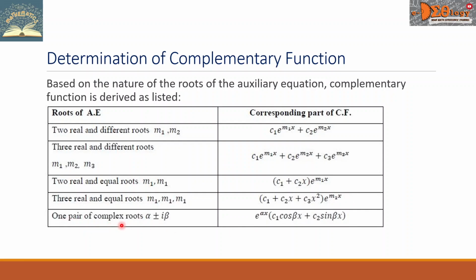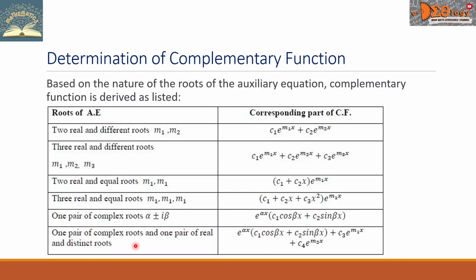Sometimes there is one pair of complex roots, and that is alpha plus or minus i times beta. The complementary function will be e raised to alpha times x to be multiplied to the quantity c sub 1 times cosine of beta times x plus c sub 2 times sine of beta times x. Sometimes the roots are one pair of complex roots and one pair of real and distinct roots, meaning this is a combination of this and the first line. So we will just put them together.